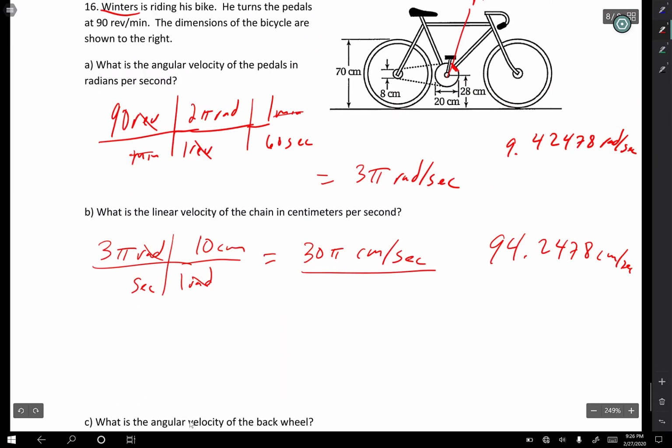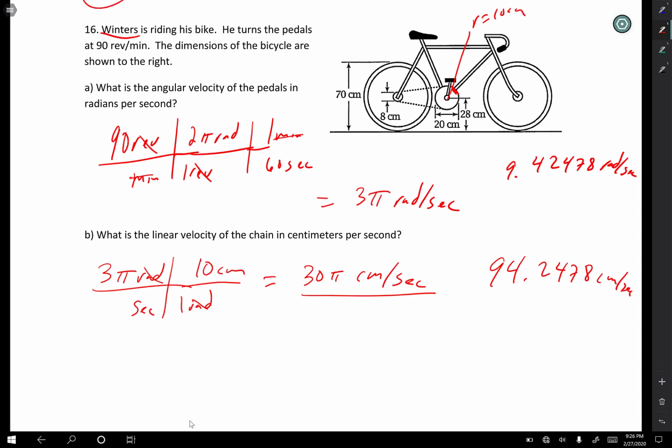What is the angular velocity of the back wheel? Okay, so I want to know how fast this back wheel is spinning. So to do that, this chain is traveling at 94.2478 centimeters per second, and we're going to convert that to an angular velocity. So you can either do it with a scale factor, or we can do it with this guy. It doesn't matter to me.